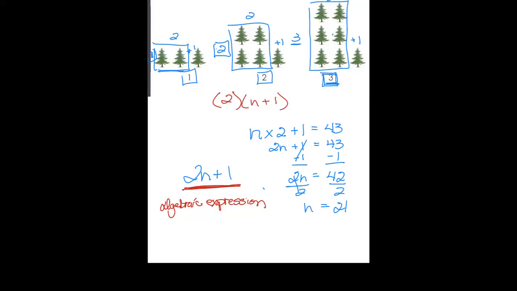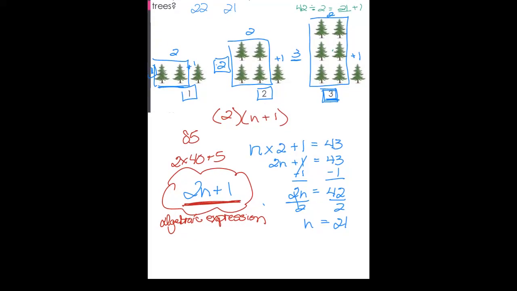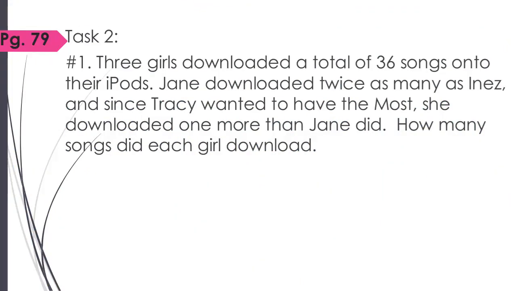So I saw on the test lots of times people were giving me numbers. They'd give me an answer, but then they would say the algebraic expression was 2 times 40 plus 5. There's no algebra in there. Those are all numbers. So the algebraic expression was the part with the variable. Okay? All right. Let's go on to the next one.